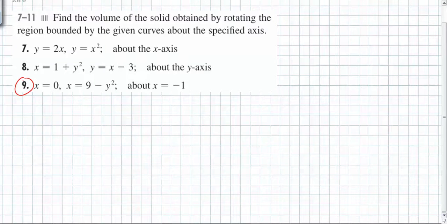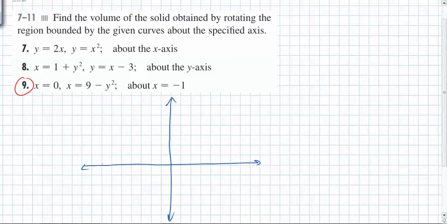X equals 0 is also known as the y-axis. And x equals 9 minus y squared. Is that a function? No. It's a relation, right? How would you go about graphing that? When x is 0, what's y?